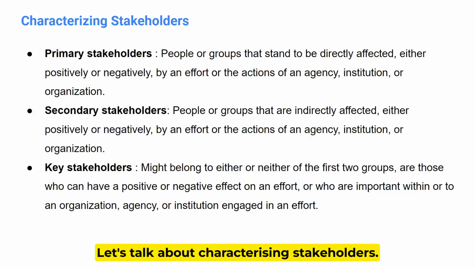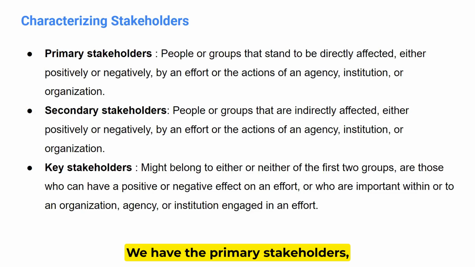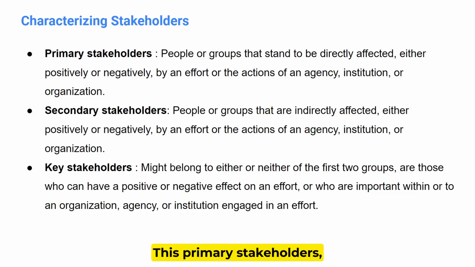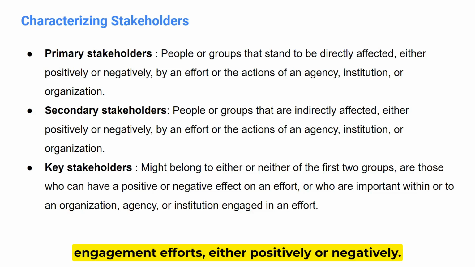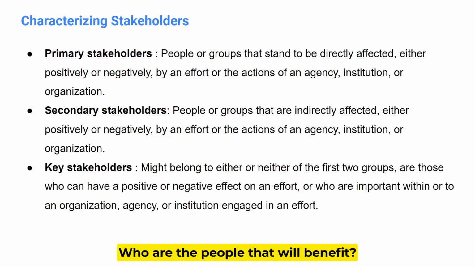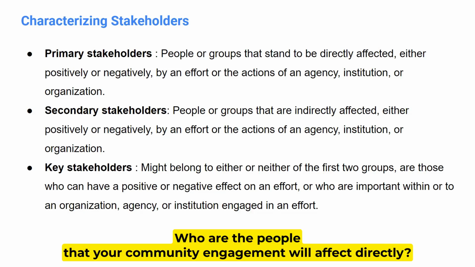Let's talk about characterizing stakeholders. Stakeholders can be characterized into three categories. We have the primary stakeholders, secondary stakeholders, and the key stakeholders. These primary stakeholders, they are people that are directly affected by your community engagement efforts, either positively or negatively. So it is important to identify this group of people. Who are the people that will be affected by your community engagement? Who are the people that will benefit from your community engagement? Who are the people that your community engagement will affect directly?